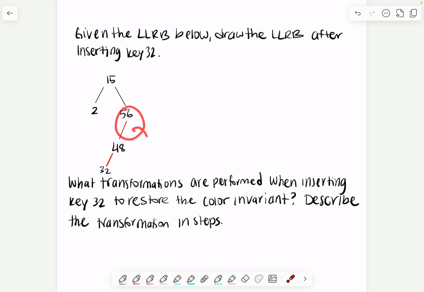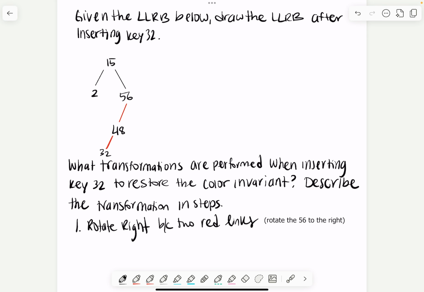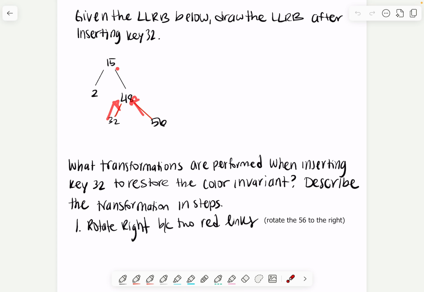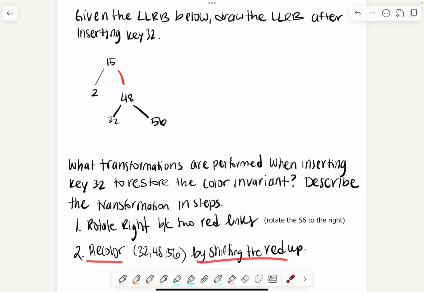We want to take this, rotate it to the right because of the 2 red links next to each other. So we take this and we literally are rotating it to the right, and it looks like this. And you can move it up. But then again, this is another case that's unacceptable. So in this case, we shift the red up to the link above it, so that it becomes that. That's called recoloring by shifting the red up. But then this is still a problem because we can't have a right-leaning red link.